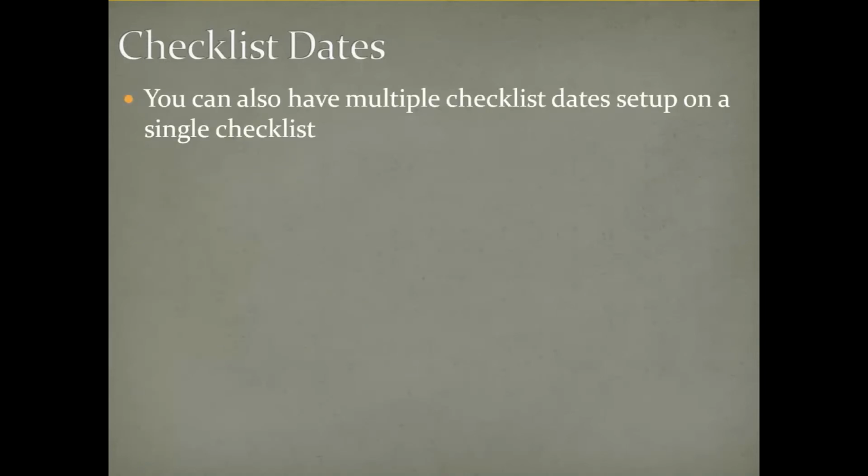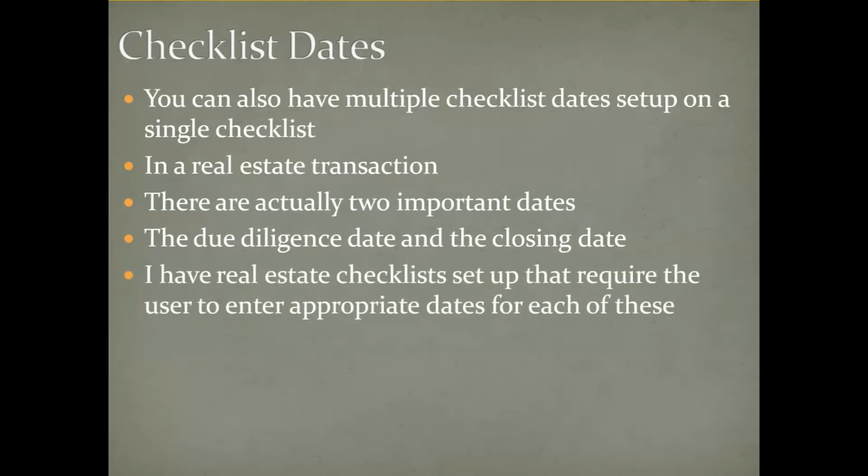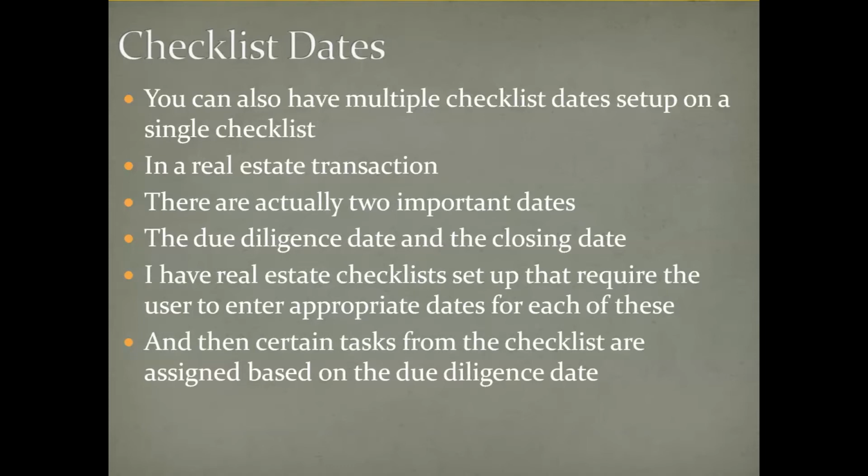You can also have multiple checklist dates set up on a single checklist. In a real estate transaction, there are actually 2 important dates. There's the due diligence date and the closing date. I have real estate checklists set up that require the user to enter the appropriate dates for each of these, and then certain tasks from the checklist are assigned based on the due diligence date and others based on the closing date.